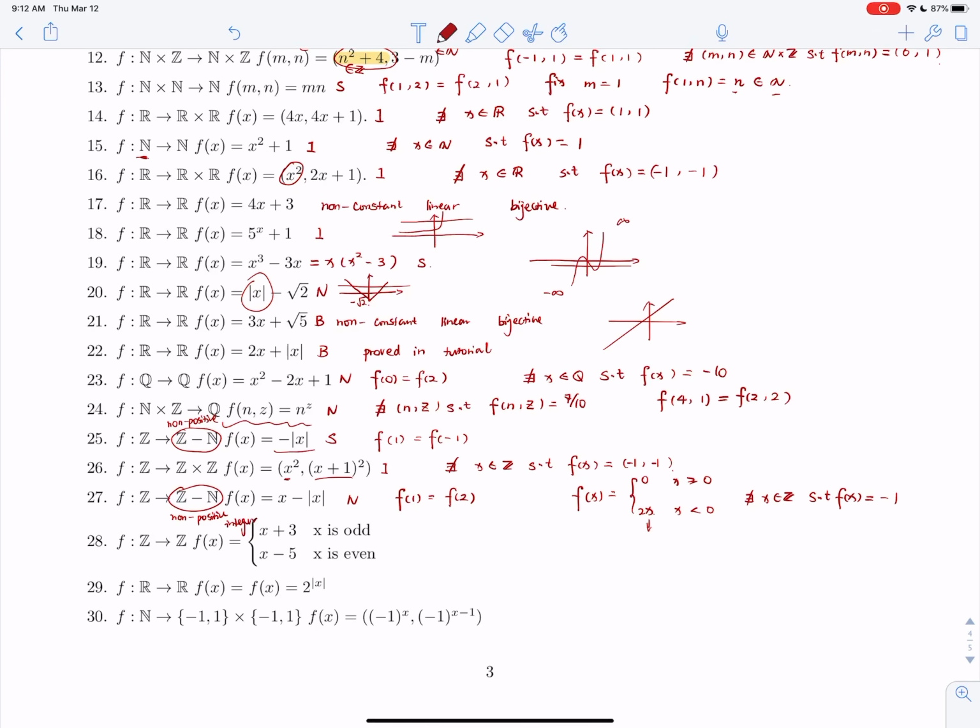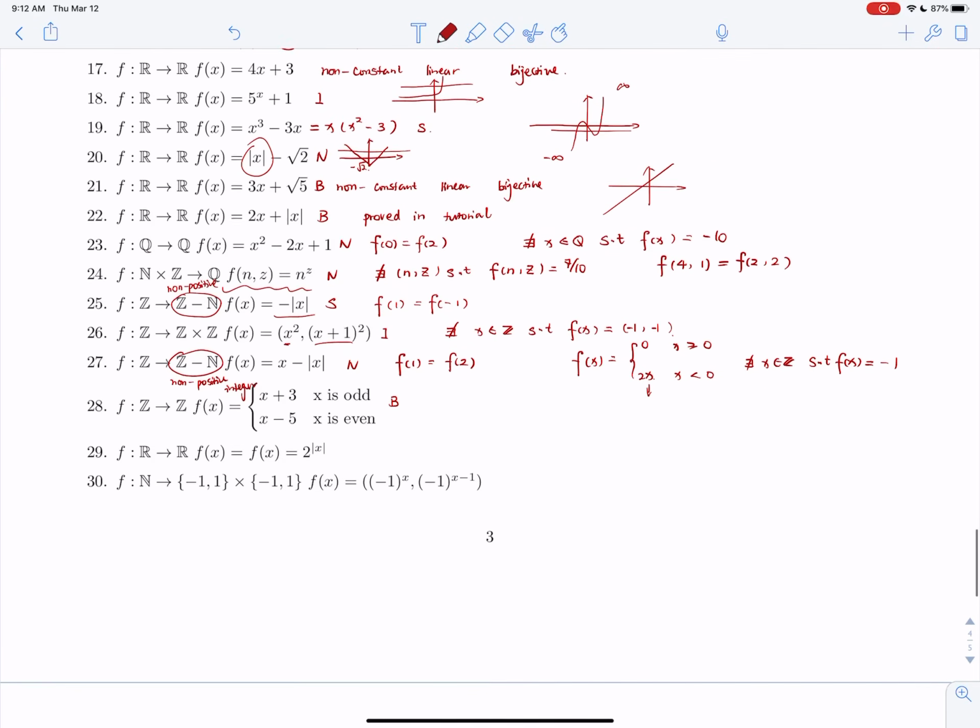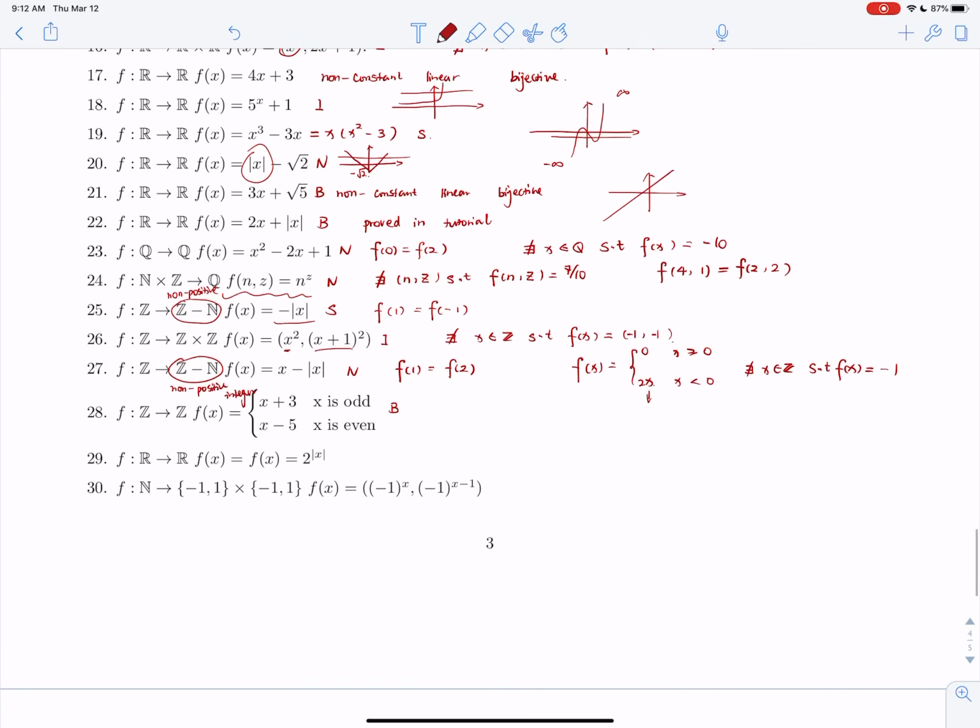Number 28, I think it's obviously bijective. Okay, I'll let you do the work. I think it's quite obvious enough. Number 29, there's a typo here.